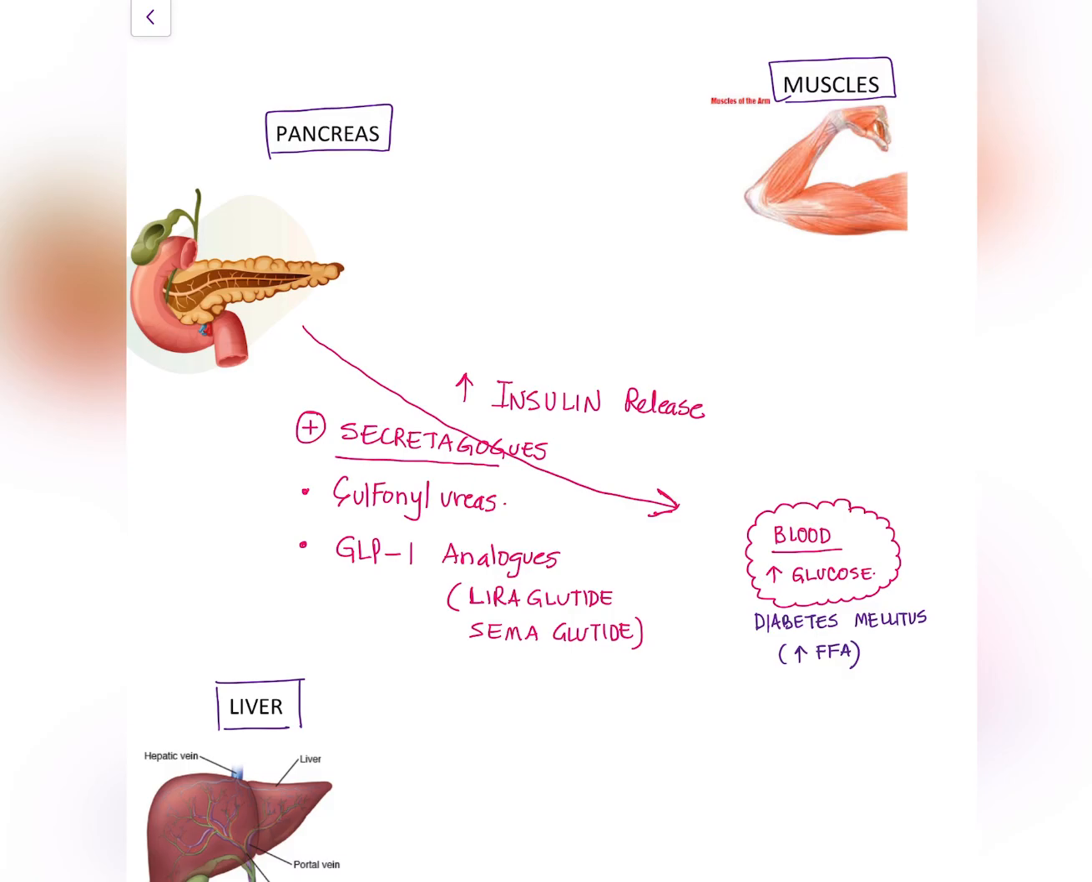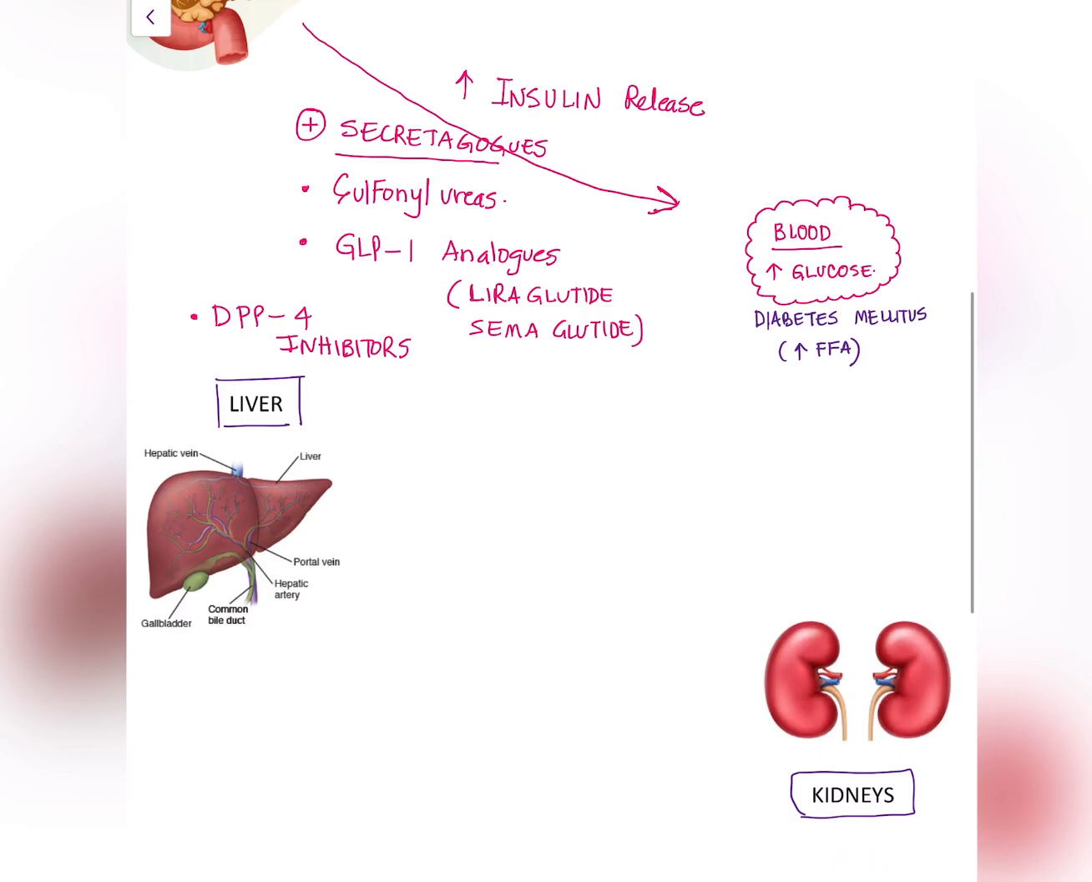Then comes the DPP4 inhibitor, dipeptidyl peptidase 4. Remember, dipeptidyl peptidase is an enzyme which is responsible for breakdown of incretins. So if you inhibit this enzyme, incretins are nothing but insulin increasing. The DPP4 inhibitor examples are the sitagliptin, the vildagliptin.